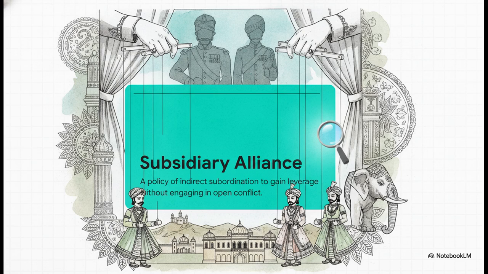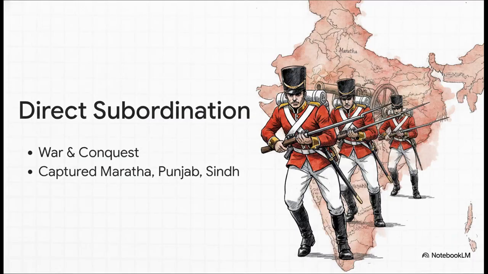Let's zoom in on the second policy, the subsidiary alliance. The notes define this explicitly as indirect subordination. Think of it almost like a hostile takeover, but from the inside. It gave the British a way to pull the strings from behind the curtain. They could keep local rulers on the throne while effectively dictating all of their foreign and military affairs without firing a single shot.